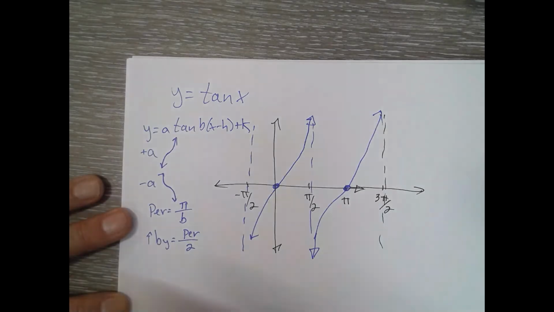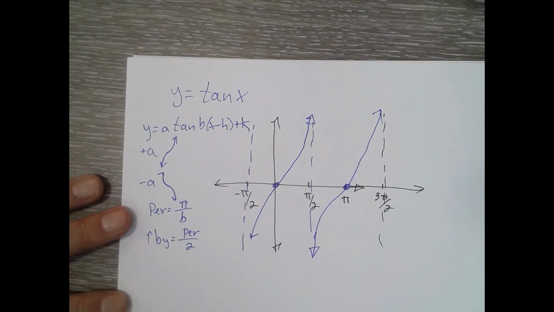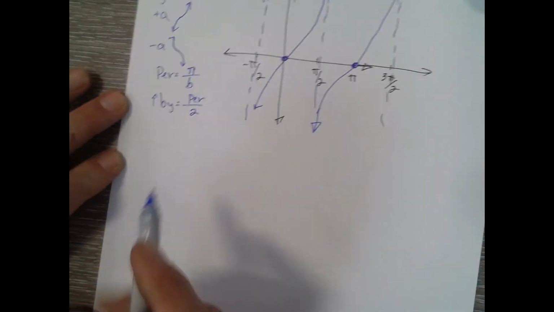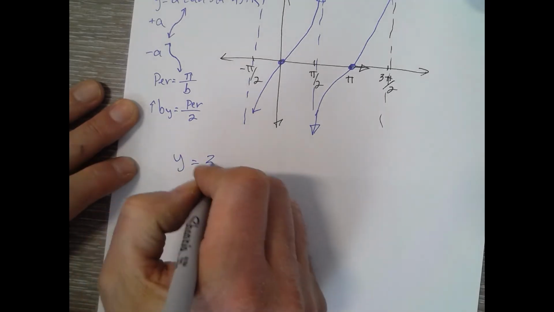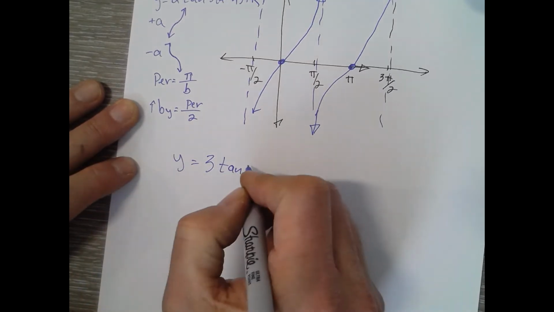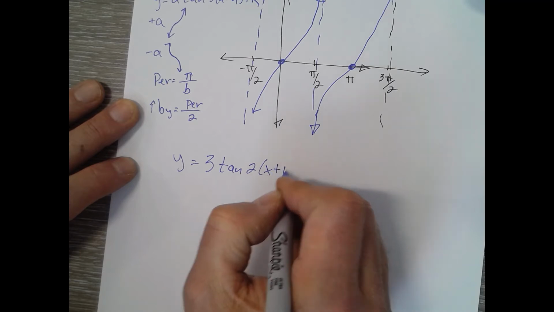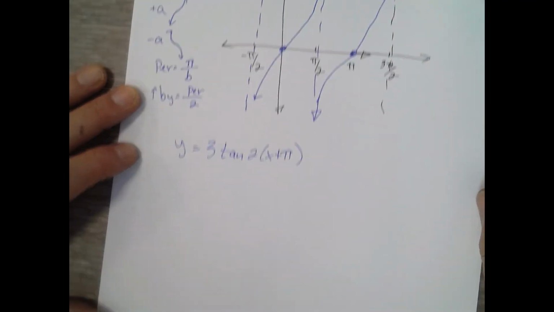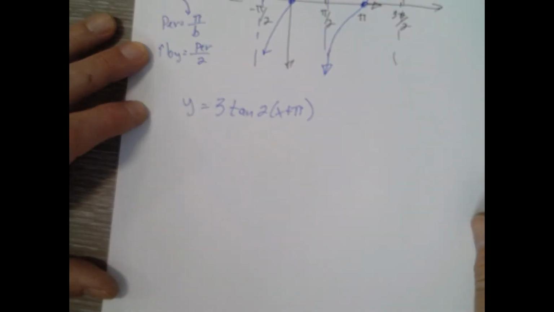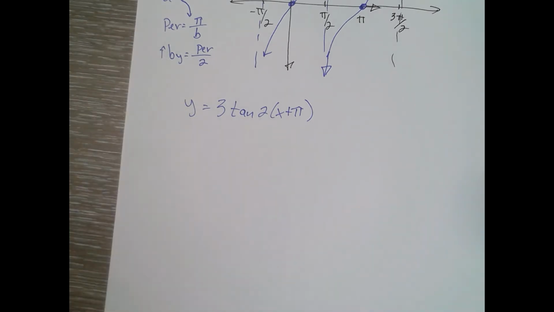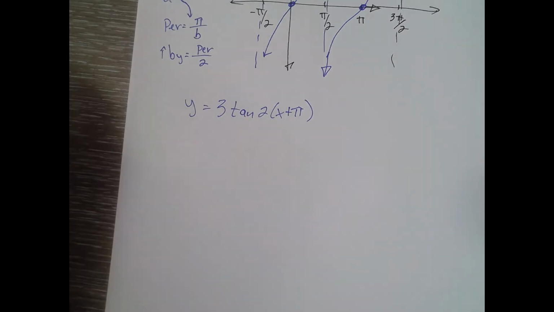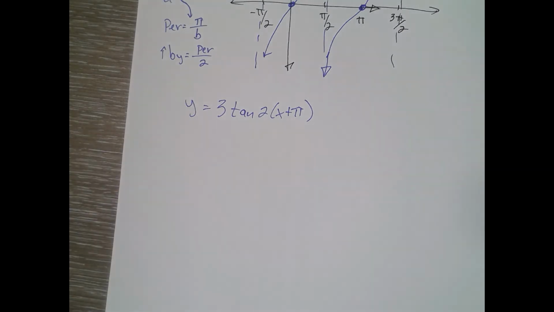All right, so let's try one together. Let's try y equals 3 times the tangent of 2 times x plus pi. By together, I mean you'll probably need my help more than anything here. So get as far as you can with it.